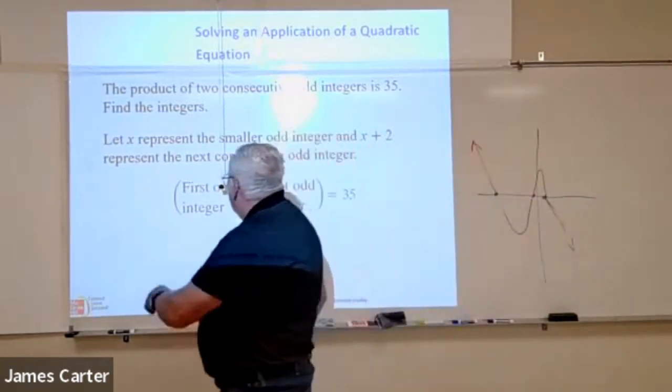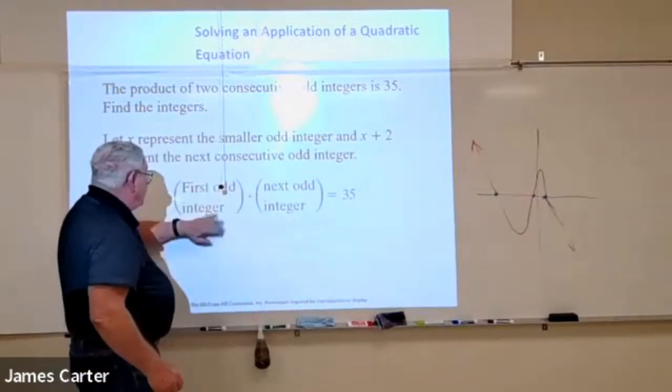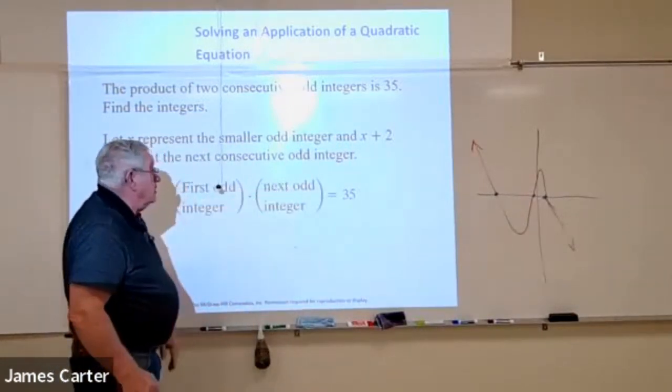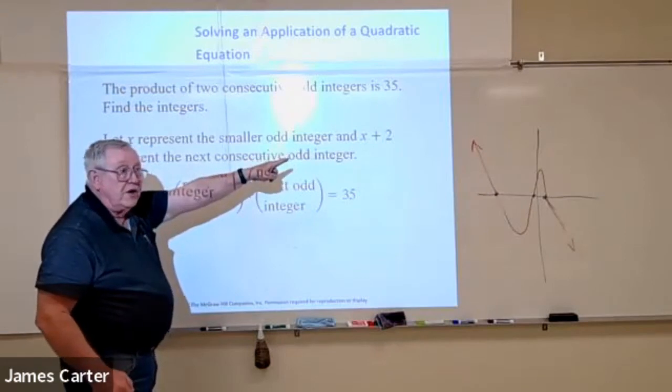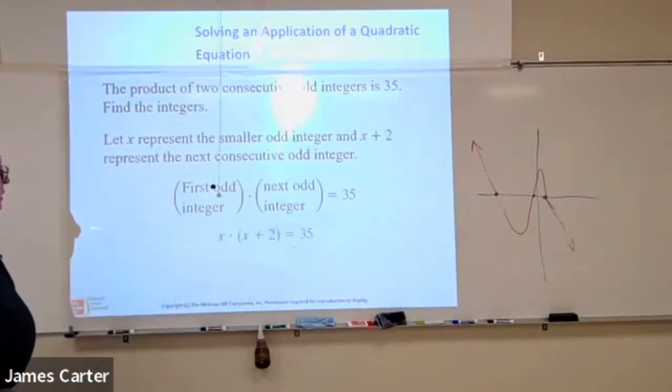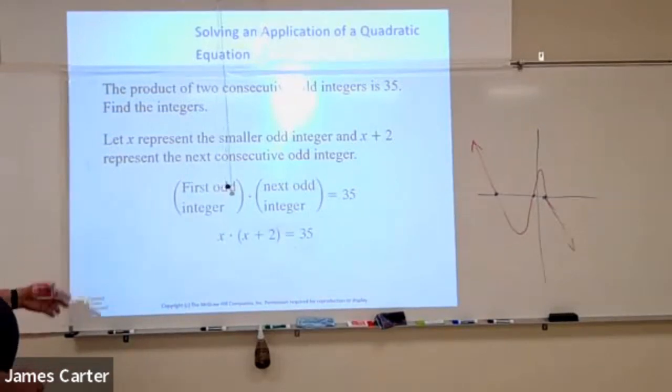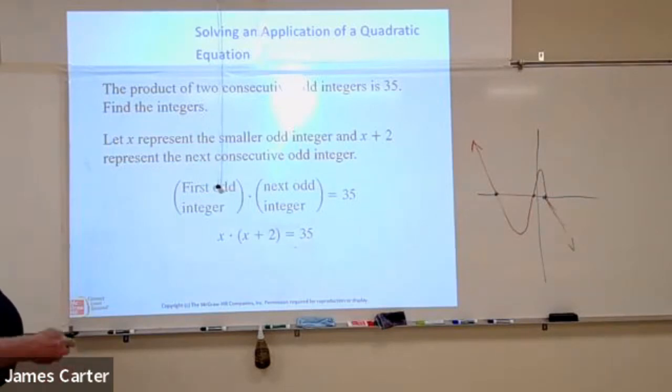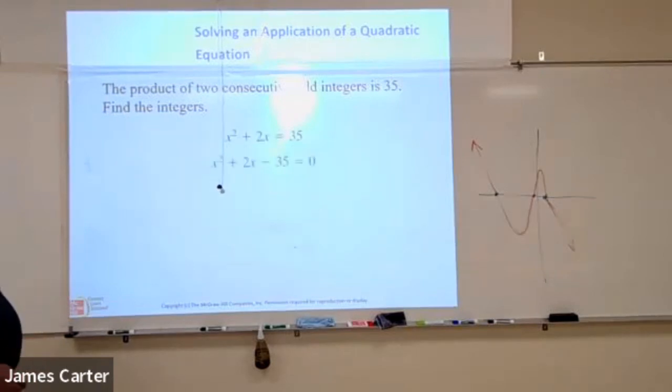Now, we're going to take our first odd number times our next odd number, which will be 2 bigger than this one. So in this case, we're going to let x be the first one, x plus 2 is the second one, and their product together is 35. Well, distribute this x. And we get x squared plus 2x equals 35. Move the 35 to the other side.